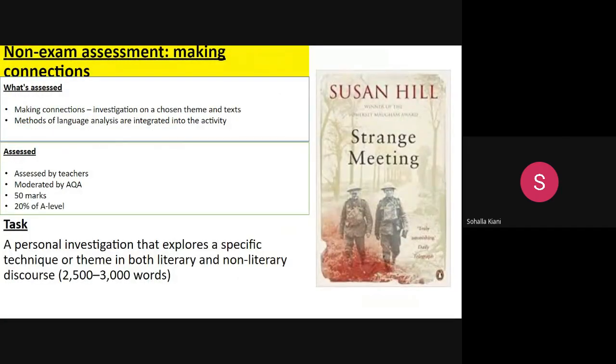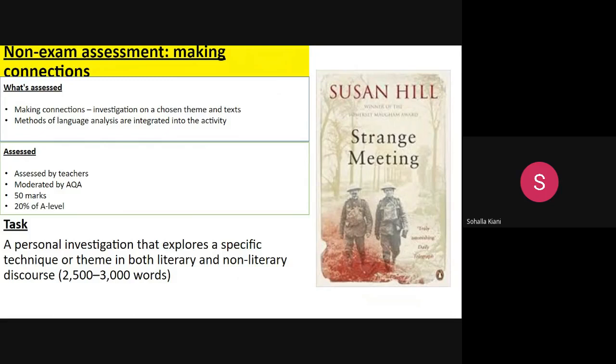The final part of the A-level is a non-examined unit. For this, I'll be teaching Susan Hill's Strange Meeting, and then you choose the second text that you wish to compare it to. The second text must be non-fiction.